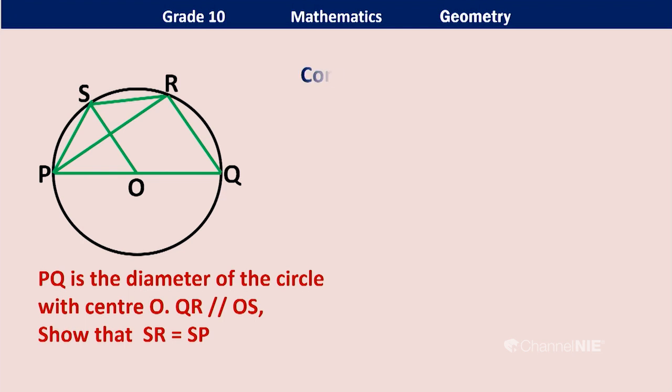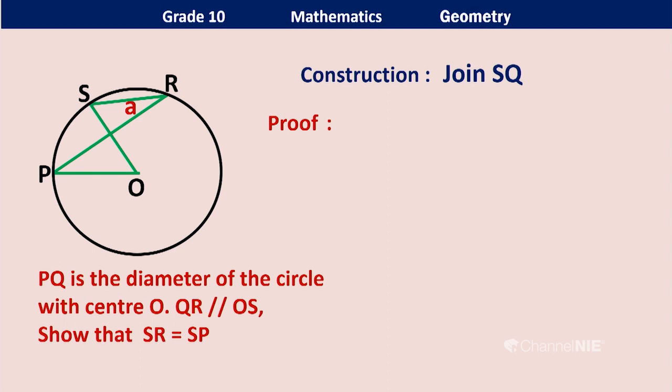So, we will move on to the proof. Before that, I am going to go for a construction, that is I am going to join S and Q. Then we will move on to the proof. Once again I have taken a part of the figure to make it simpler. Here I have taken the angle SRP as A.